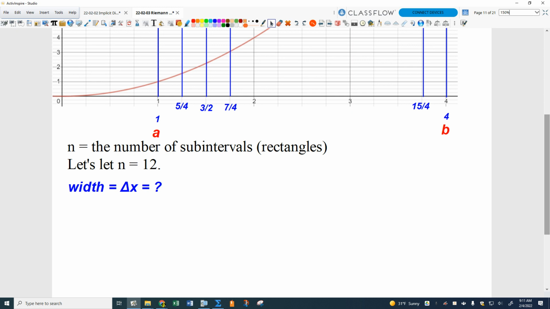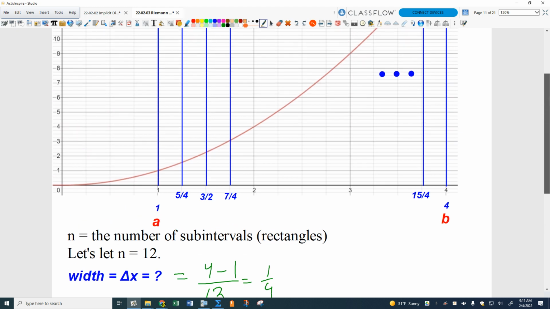Well, delta x would be easy to calculate here, wouldn't it? Delta x is just going to equal the width of the entire interval, which would just be 4 minus 1, right? Does that make sense? The ending x value minus the starting value, divided by the number of subintervals. That's how I'm getting my 1/4. So there's the width of each interval.